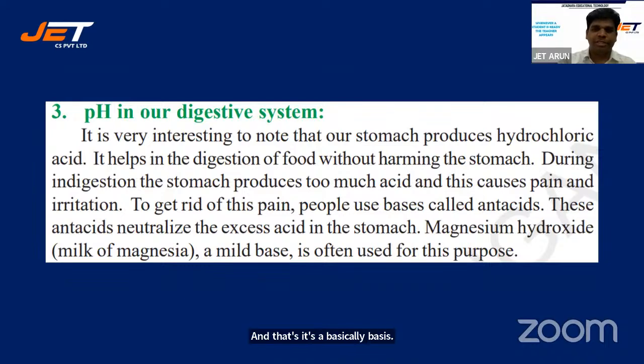These antacids neutralize the excess acid in the stomach. Magnesium hydroxide, a mild base, is often used for this purpose. Magnesium hydroxide is also known as milk of magnesia. Important, students. All right, they're all very important points. Subtle points, but they are coming in objective questions. They are coming in questions.